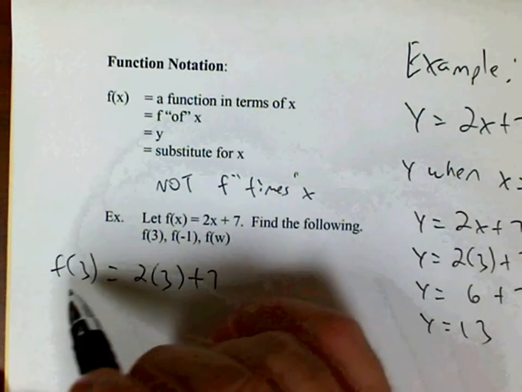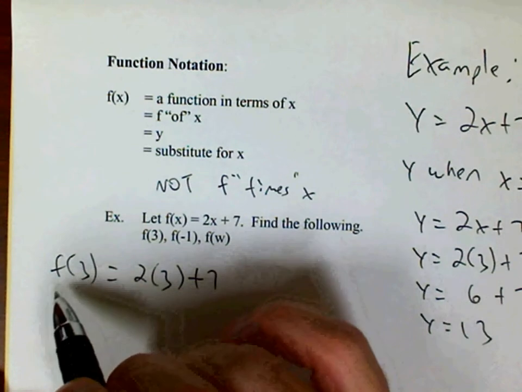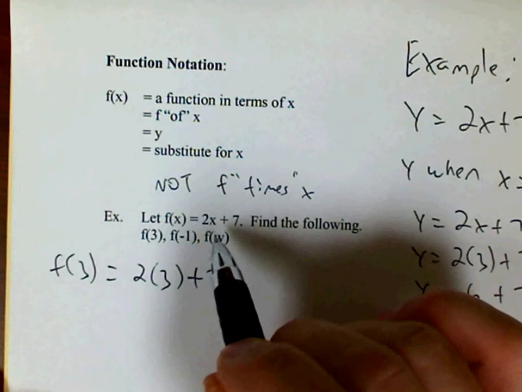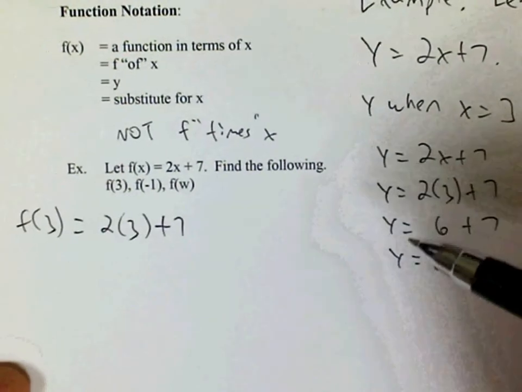So what that means is we're going to take our original equation, and everywhere we have an x, we're going to substitute this 3. Once again, this is nothing but notation. There's no work over here. It's just telling you substitute 3 for the x into the given function or the given equation, just like we did over here. We're going to get the exact same answer.